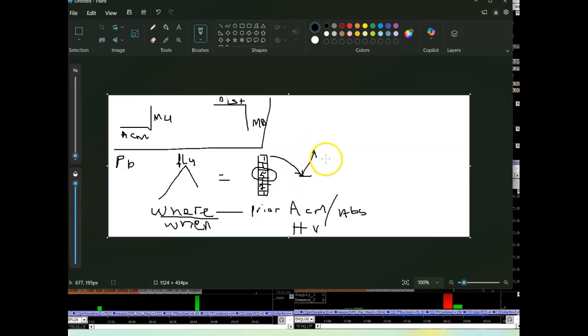Okay. The other case is accumulation. This happens in two cases of accumulation.